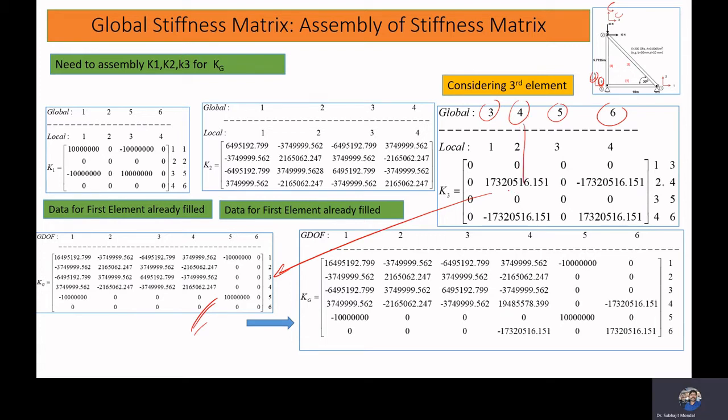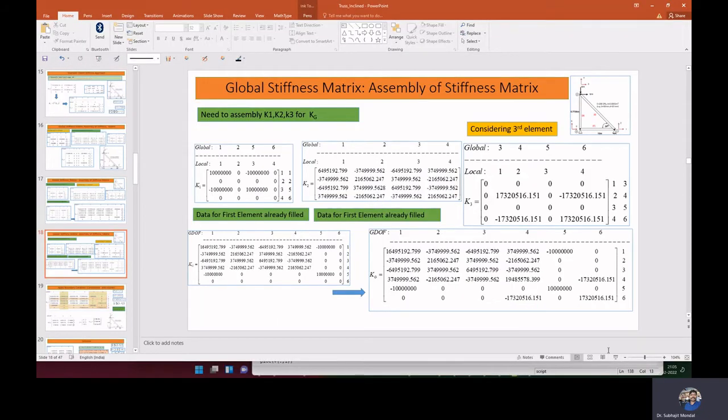So here you can see this is 4, this is 4, so for the 4, 4 element we will add some value here, and it will be like this. Now here we can see it is 4 cross 6, and then 6 cross 4, and this 6 cross 6. Because we can add it here. So once we add element 1, element 2, element 3, we can obtain our global stiffness matrix in this format. Okay, so this is our global stiffness matrix without any boundary conditions.